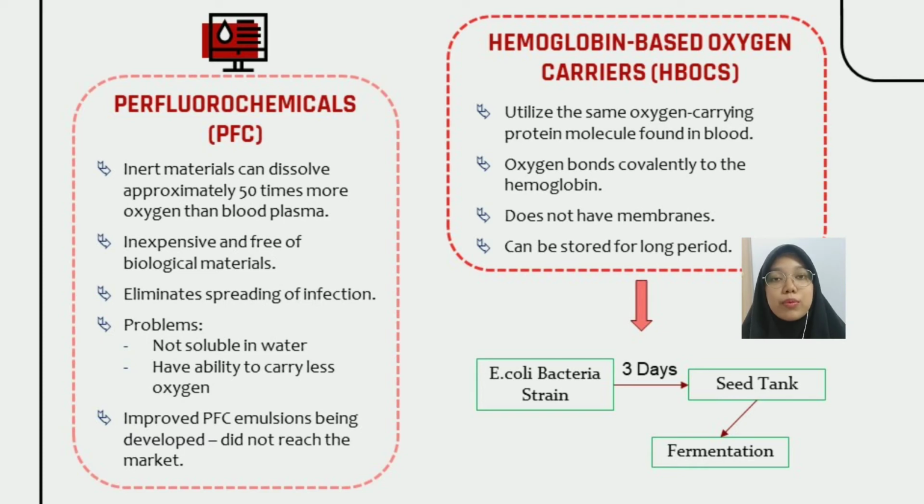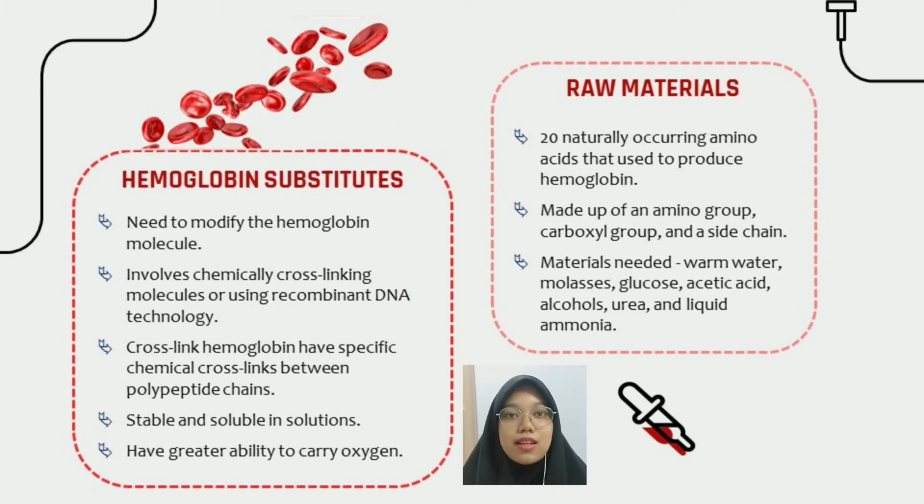Synthetic hemoglobin products are produced from hemoglobin harvested from the E. coli bacteria strain. And then after 3 days, the hemoglobin grown in the seed tank is fermented. Next is the hemoglobin substitute, which means that it needs to modify the hemoglobin molecule. This process involves chemically cross-linking molecules or using recombinant DNA technology to produce modified proteins.